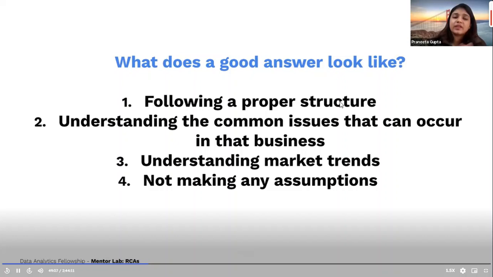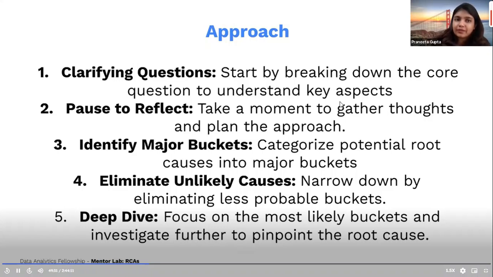And don't make your questions very random. Make them very particular, for example, if I'm asking about month over month or week over week change. That's a better way of phrasing the question instead of saying, give me a time frame within which the drop has happened. So that also shows that you have an understanding of certain metrics. Okay, so the approach would be you're asking your clarifying questions. You can pause to reflect. You can take a moment, list down, have a pen and paper with you.